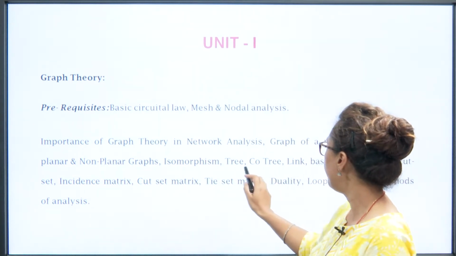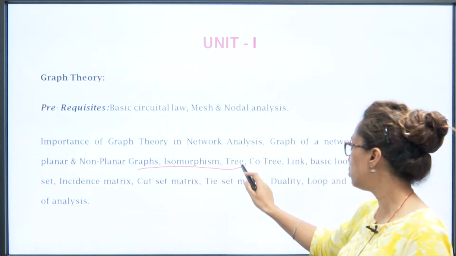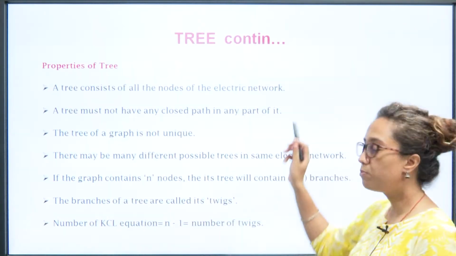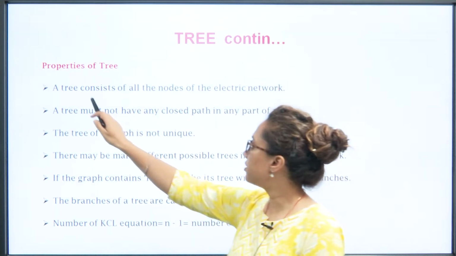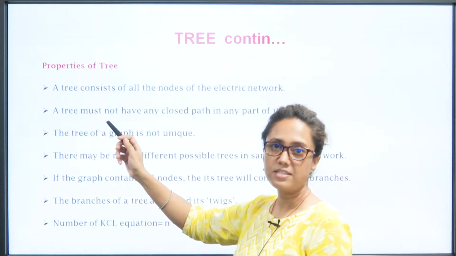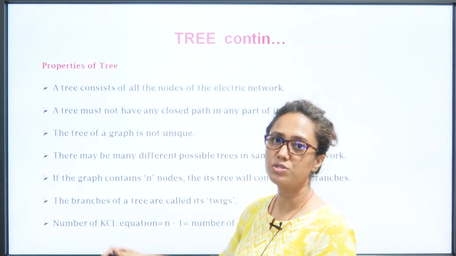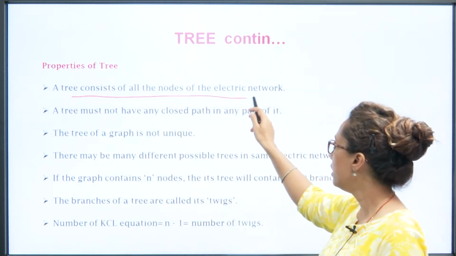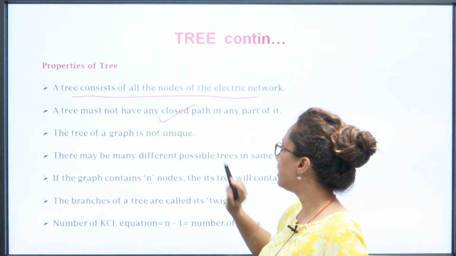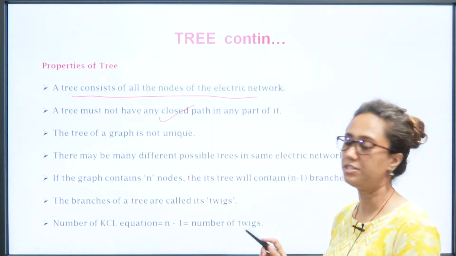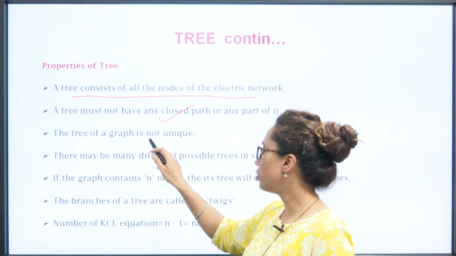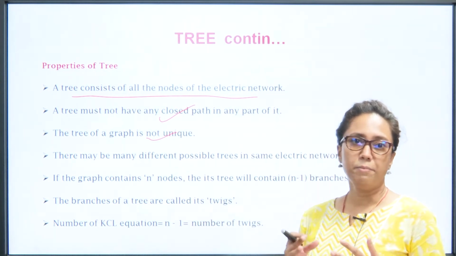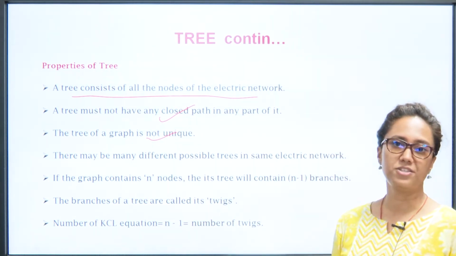This much we have already covered in lecture number 2. So some part of the tree is continued here. These are a few properties of a tree. As already mentioned in the previous lecture, what is the definition of a tree, and we have also seen how to form it. It always consists of all the nodes in the electrical network, and it does not have any closed path in it, right. And the tree of a graph is not going to be unique, it can be different also. So it is possible to make many different trees from the same electrical network.